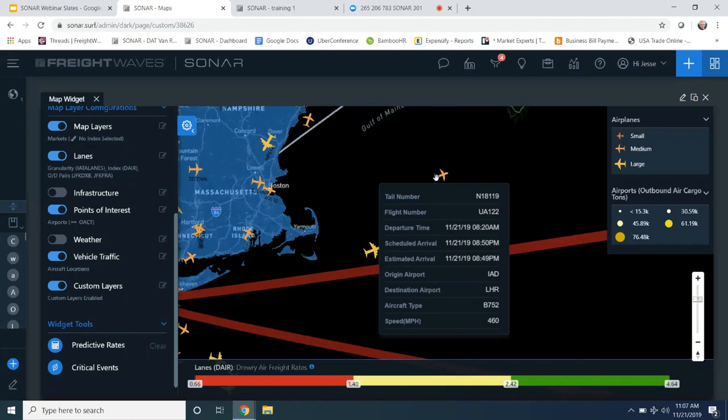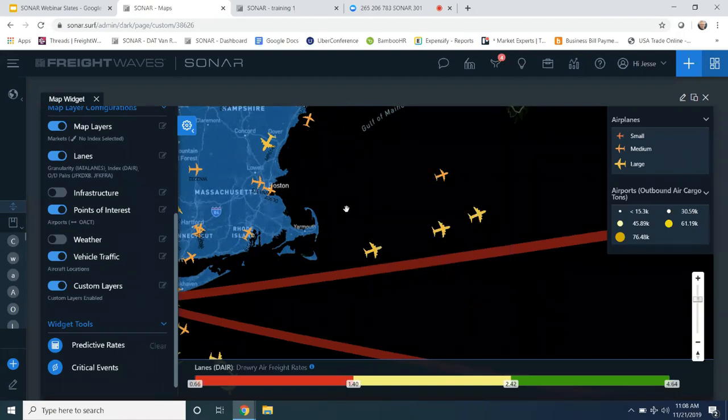The aircraft I've hovered on happens to be a United flight. It's UA 122. It shows the departure time, which is 8:20 in the morning, the scheduled arrival time at 8:50, and the estimated arrival, which is pretty close to the scheduled arrival time. It's going from Washington Dulles, IAD, to London Heathrow. It's a 757-200 airplane, and it's traveling at 460 miles an hour.